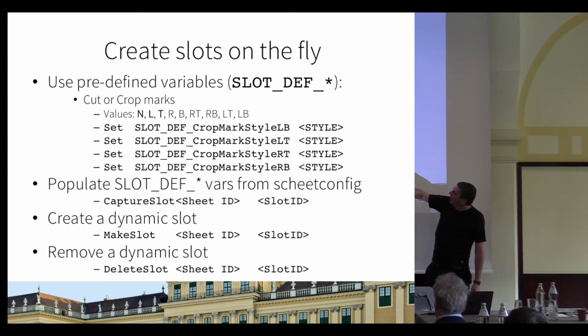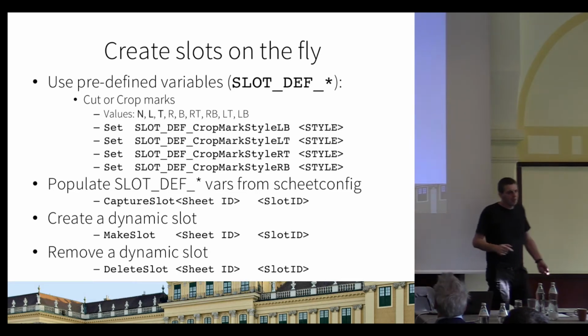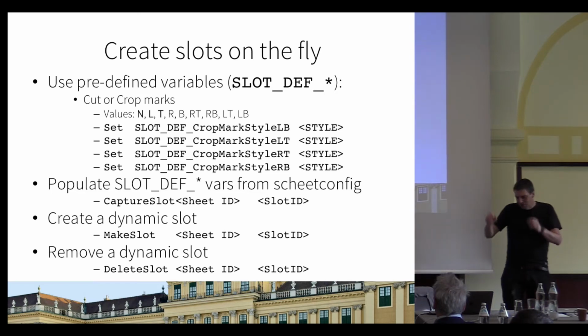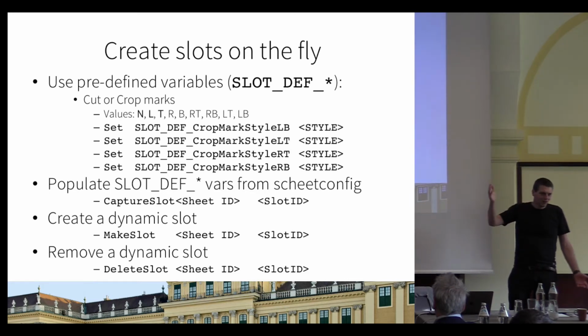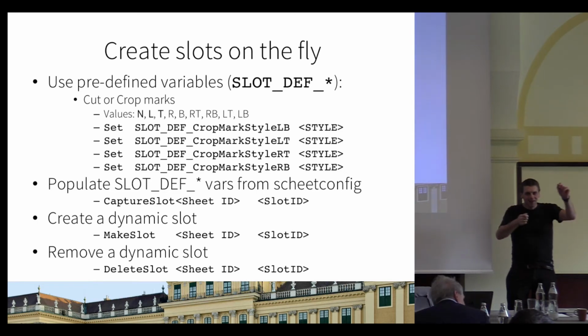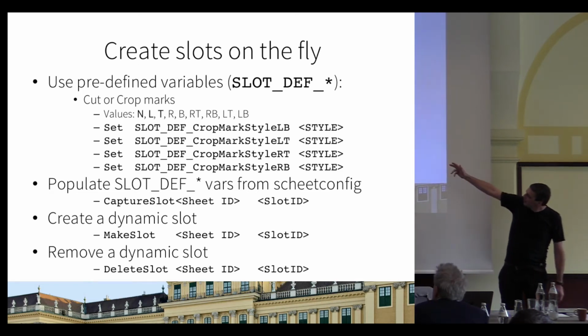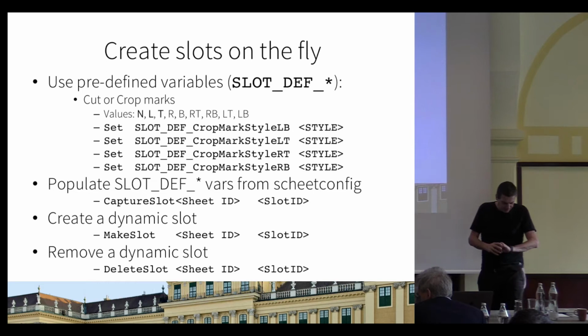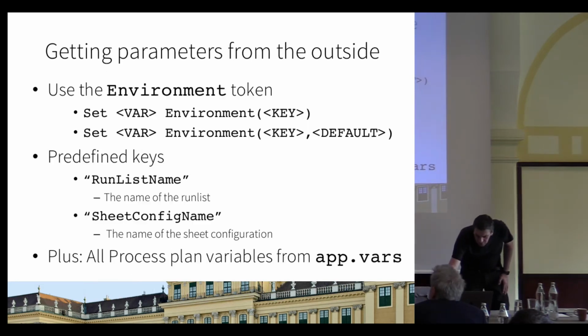And then there's another function called capture slot that can be used to populate all these slot def variables with values from the sheet configuration. So we can set up a sheet configuration defining some slots on the sheet by measuring it and putting all the values in the sheet configuration, and then you can capture that slot and move it around, for example. If you want to have this slot with all the crop marks and rotation and scaling information, and you just want to move it to a different location, you can call capture slot, then adjust some of the variables, but not all, and then call make slot, and then you have the modified slot configuration. Okay.